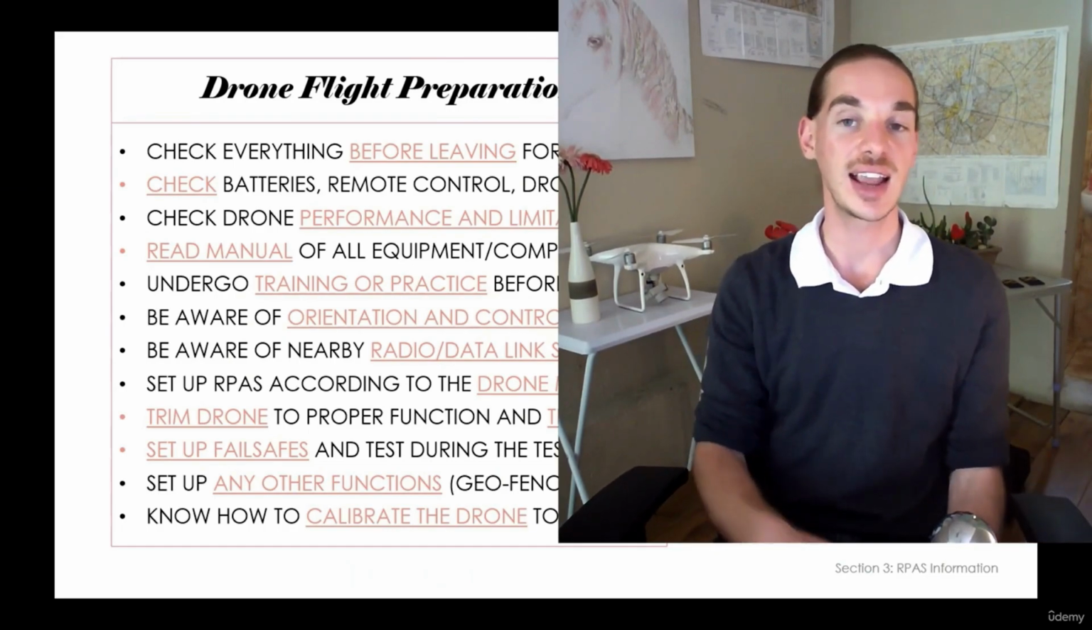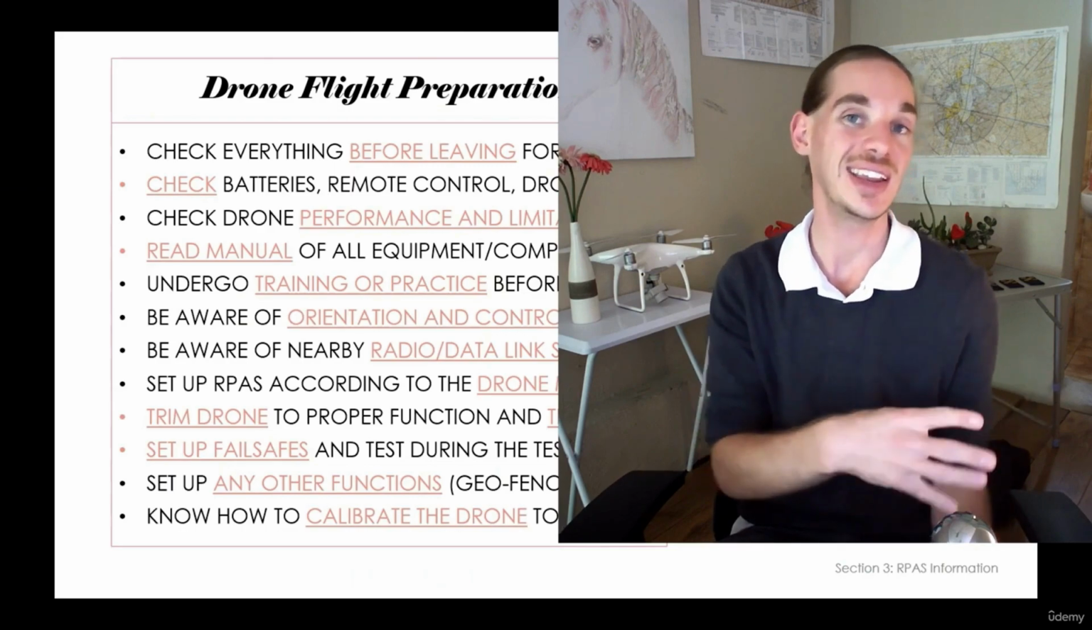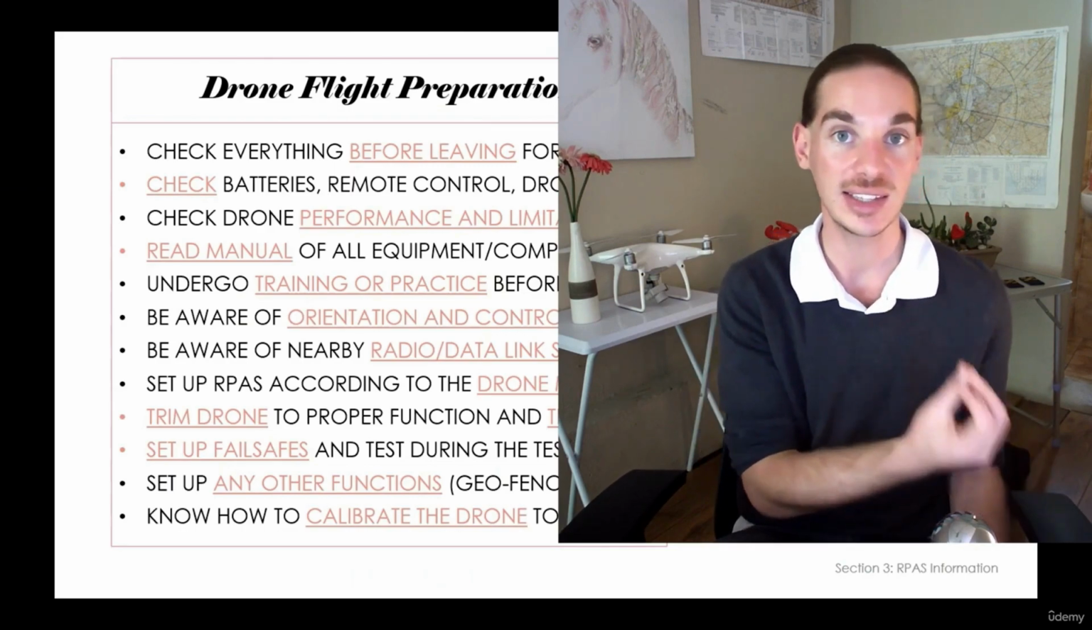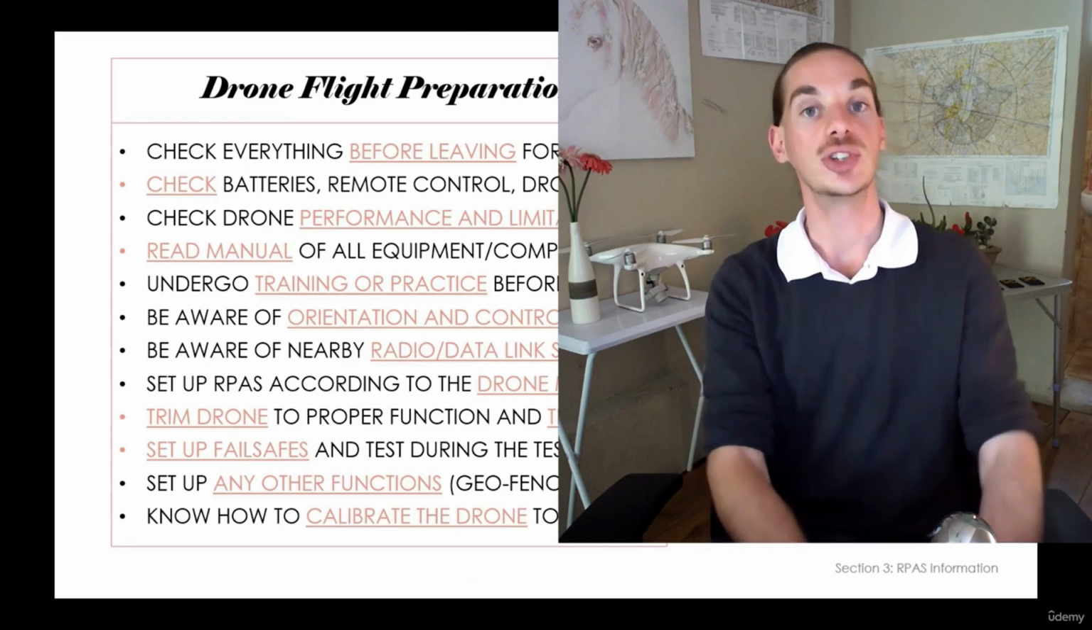It also includes things like how to calibrate your drone, how to make it so that the drone knows where it is and finds its GPS signal. That is a calibration process. Again, the manual will show you that.